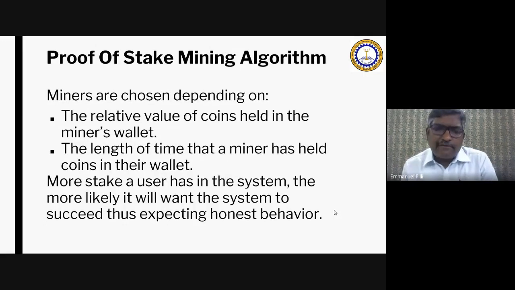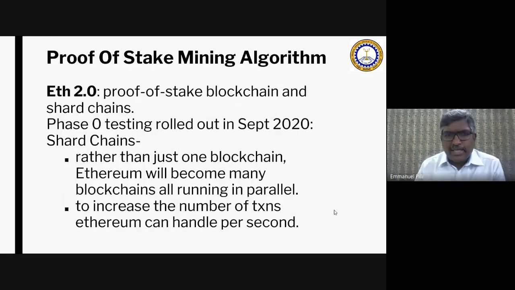And then people have also moved to what is called the proof of stake mining algorithm. Miners are chosen depending on the relative value of coins held in the miner's wallet and the length of time that a miner has held coins in their wallet. So basically that is how a stake is calculated. The more stake a user has, the more likely he will want the system to succeed, thus expecting honest behavior. So he has earned more, he has mined more, and because he has more stake, he is given more preference. That is what the proof of stake mining algorithm is.